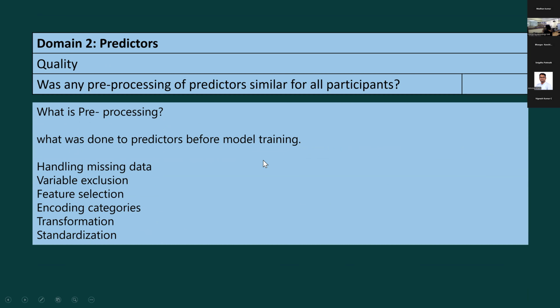Was any pre-processing of predictors similar for all participants? So before moving to that, what exactly is pre-processing? That is what is done to the predictors before model training. What are the adjustments done to the existing predictor data that count as pre-processing? There can be handling missing data, variable exclusion, feature selection, encoding categories, transformation, and standardization.